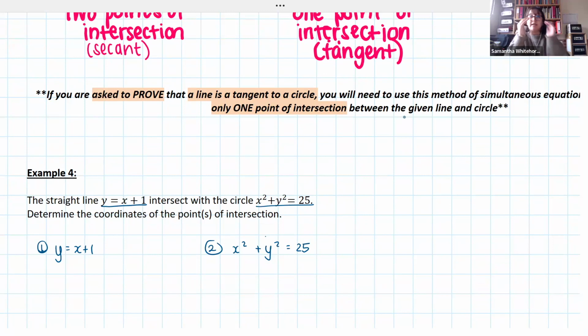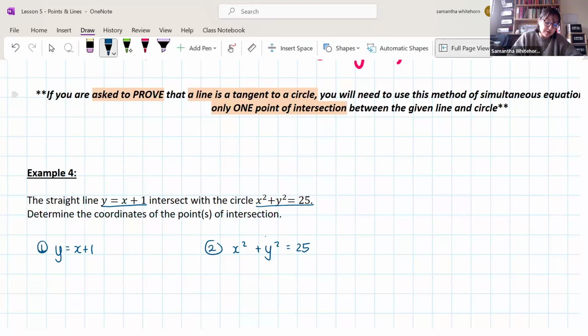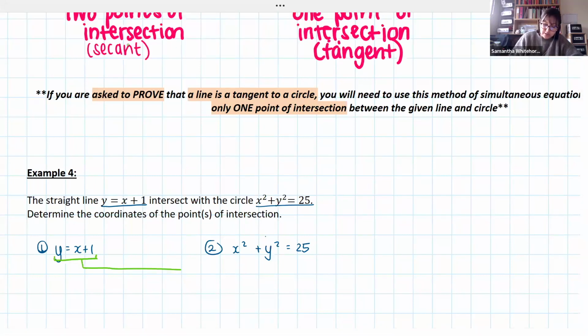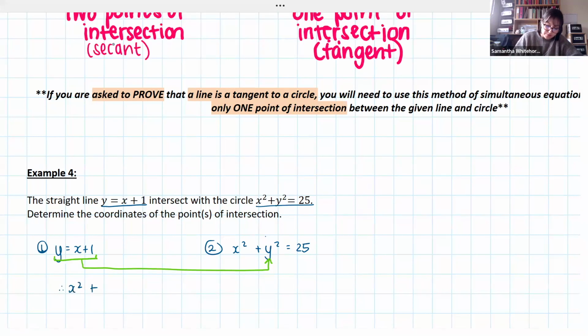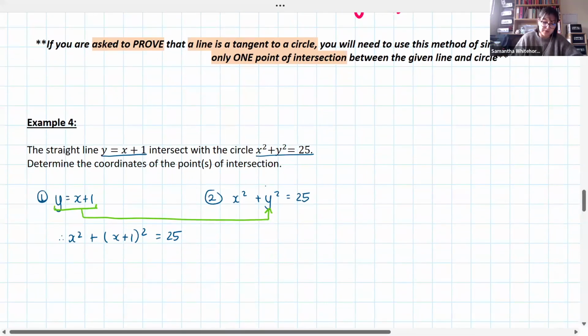Now, this should immediately remind you of simultaneous equations. There are two equations, one linear, one quadratic. And I've already given you an equation where y is isolated. So you can take this immediately and substitute into your second equation, replacing y with x plus 1. So that means x squared plus (x plus 1) squared is equal to 25. And we now solve for x.